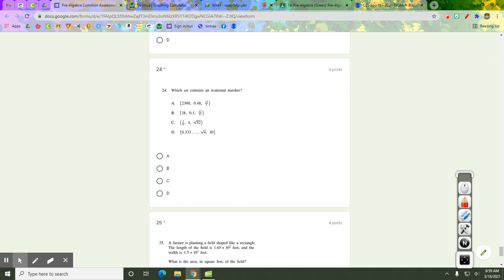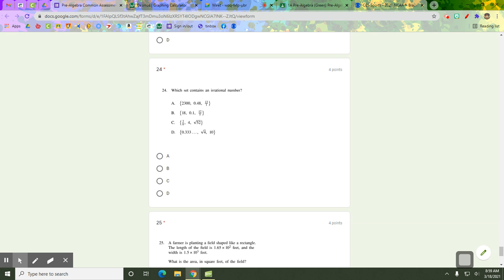Which set contains an irrational number? Rational and irrational numbers, okay? In my mind, I always look for the square roots. That's an easy way to find an irrational number. So we're looking at these 4 sets here, seeing which one of those has an irrational number, all right?